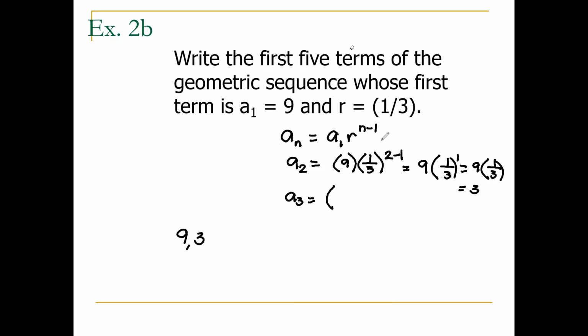Same process: we substitute the first term 9 multiplied by r, which is 1/3. Our n now is 3, so n minus 1. Let's simplify. We'll have 9 multiplied by 1/3 raised to 3 minus 1, which is 2. Simplify again: 9 multiplied by 1 squared, that is equal to 1, over 3 squared, that is equal to 9. And simplify, we will have 1, because 9 times 1 is 9, divided by 9.